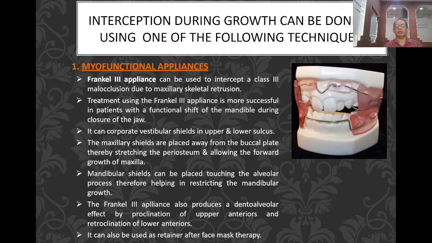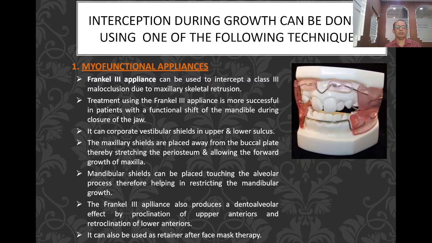Interception during growth can be done by using one of the following techniques. One is myofunctional appliances, where you can use a Frankel's 3 appliance to intercept a class 3 malocclusion due to maxillary skeletal retrusion. And the treatment using the Frankel's 3 appliance is more successful in patients with a functional shift of the mandible during closure of the jaw.